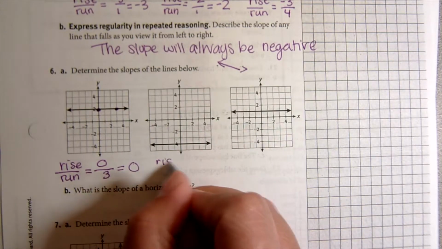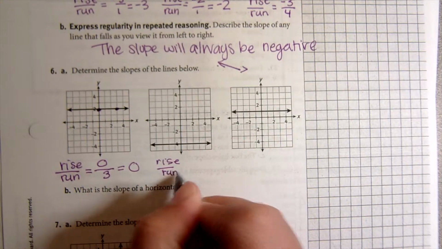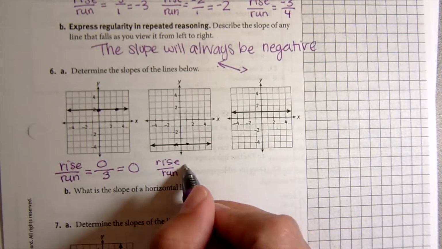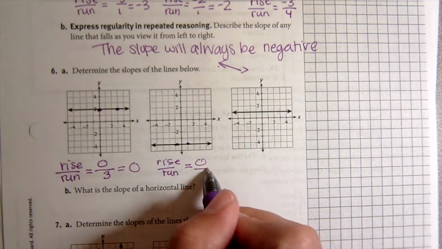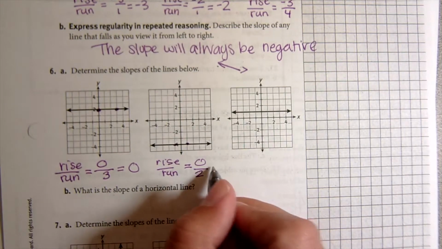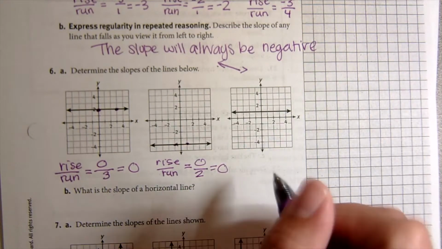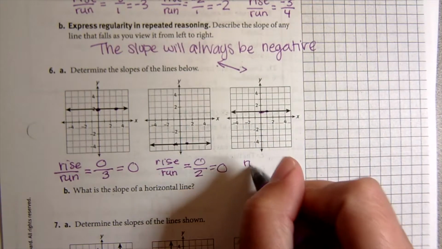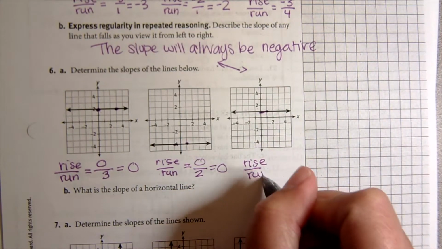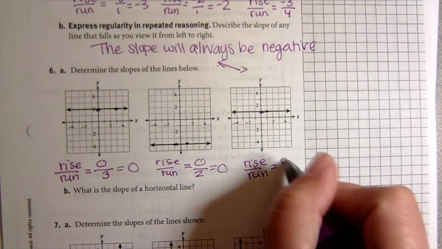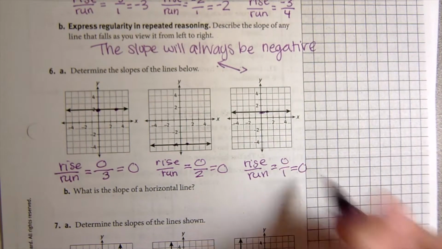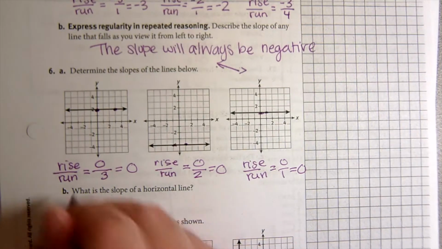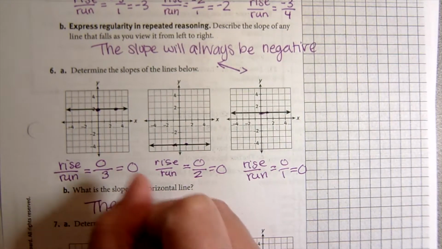All right, the next one. Pick any 2 points. I'm going to pick this one and this one. How far up do I need to rise? 0. And how far did I run? Which reduces to 0. I'm going to pick this point and this point. How far did I need to rise? 0. How far did I run? 1. Which is 0. So the slope of every horizontal line is 0.